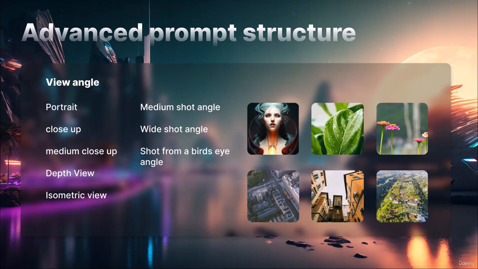For larger scenes, we can use modifiers such as wide shot angle or shot from a bird's eye angle to zoom out and show a grander background. These modifiers can help adjust the perspective and create a more immersive scene. As today's lecture covered a lot of content, I won't go through each one in detail. You can try them out on your own after.